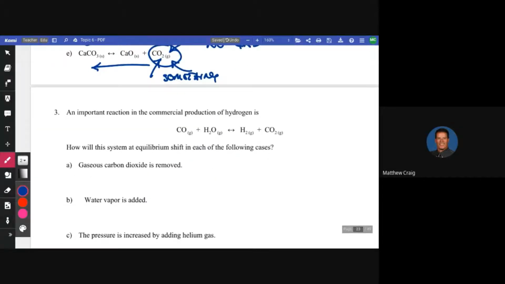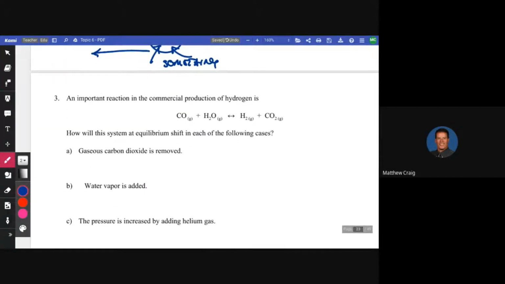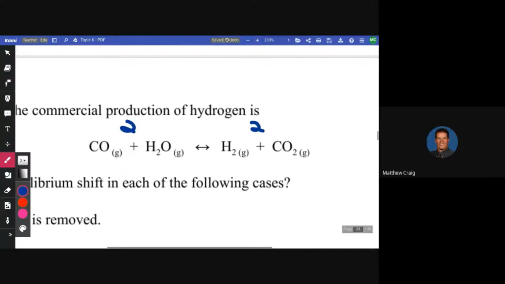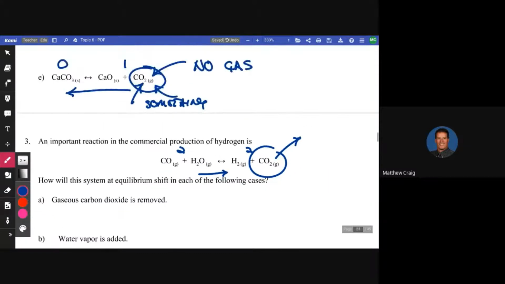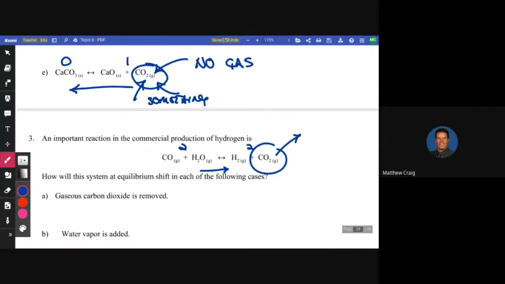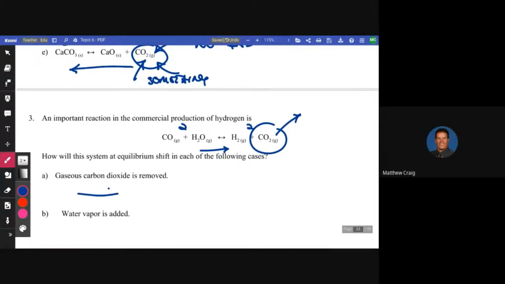Let's look at number 3. It says an important reaction in the commercial production of hydrogen is given there. And it looks like they're all gases, and it looks like we have 2 and 2 gases. So the first one asks, gaseous carbon dioxide is removed. So make sure you know what carbon dioxide is. So this is being taken away. We're going to shift to the right, and it asks which direction the shift will be. So it will shift right.